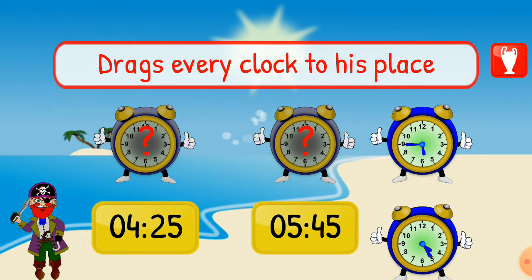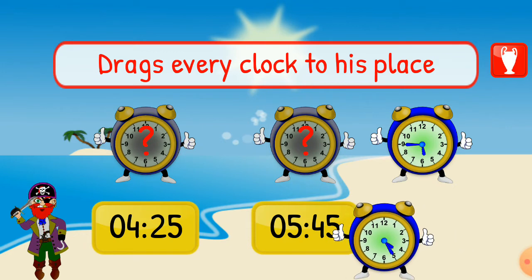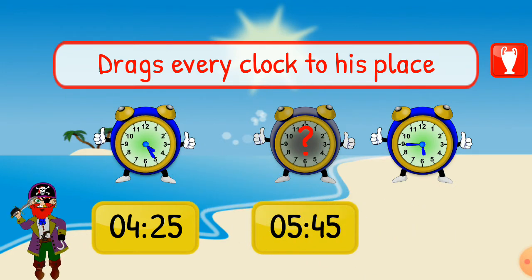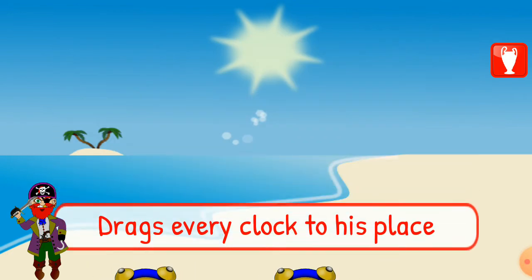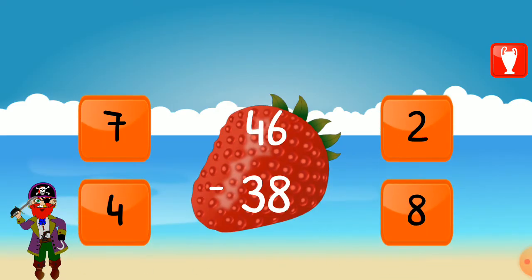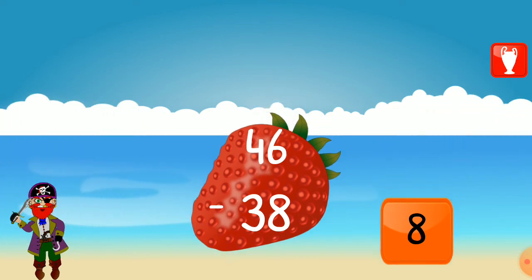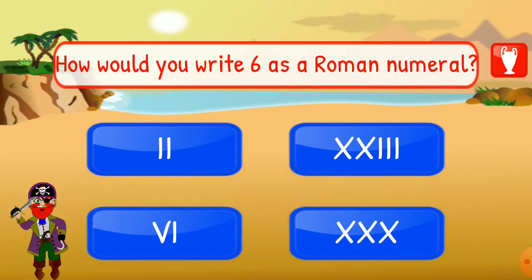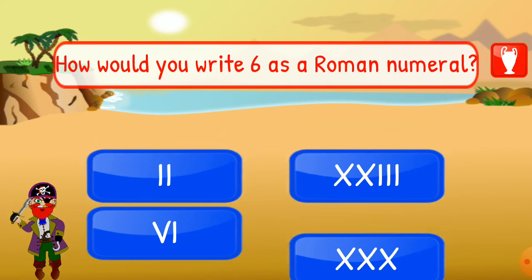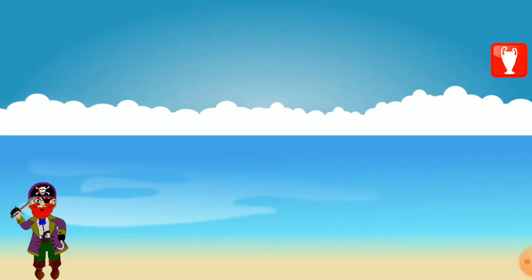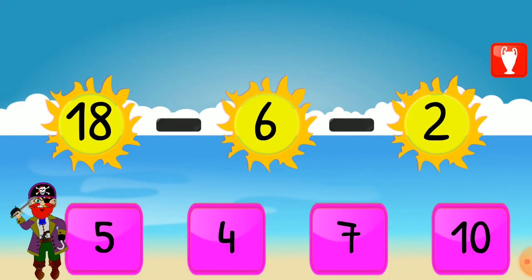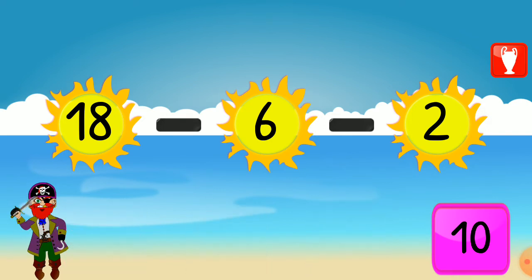Drags every cloak to his place. 425. It's 425. 545. It's 545. 46 minus 38. It's 8. How would you write 6 as a Roman numeral? VI. Yes. 18 minus 6. 18 minus 6 is 12. And 12 minus 2 is 10. Oh, yeah.